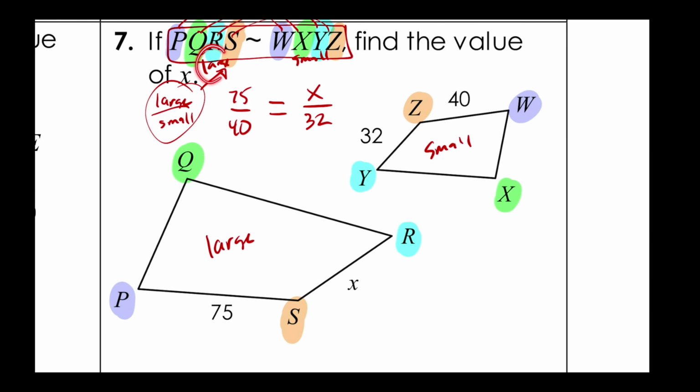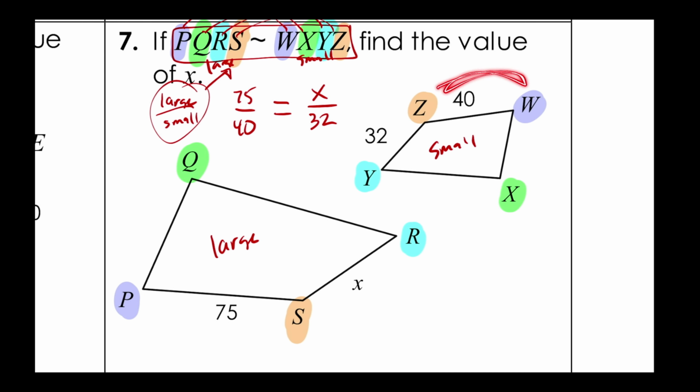According to this, large goes first, small goes second. So large over small. Orange, purple, that's 75. I put that first. And then orange, purple, the matching side, I put down here, the large one, small one. These are the two matching sides, orange, purple.